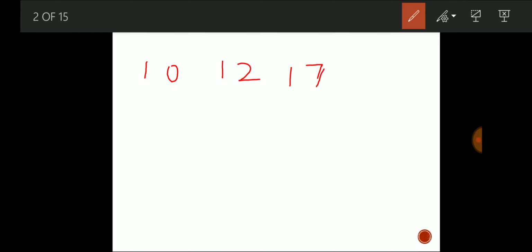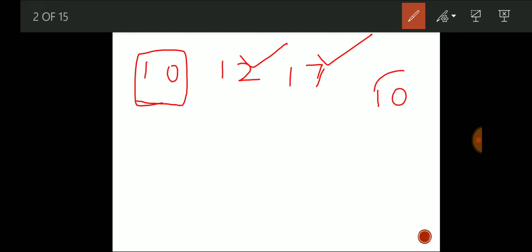So I take 10, 12, and 17. For the average of three numbers, normally we do 10 plus 12 plus 17 divided by 3. Instead, I'm going to do something else here. We know all three numbers have 10 in them. This has 10 in it, this has 10 in it, and this also has 10 in it. So 10 is present in all three numbers, and I'll take 10 as one reference.